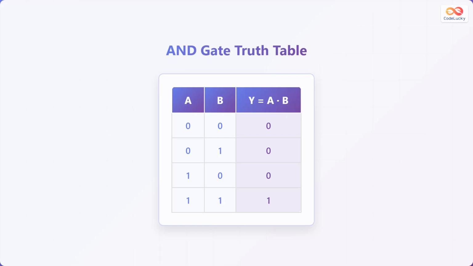The equation for the AND gate is Y equals A and B, also written as Y equals A multiplied by B.